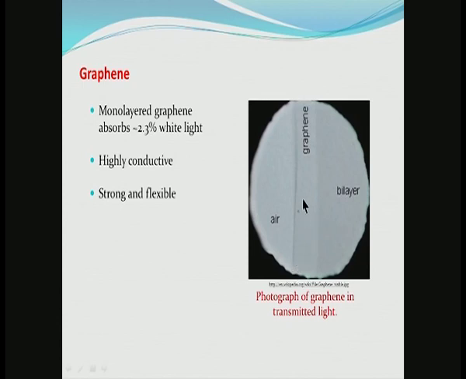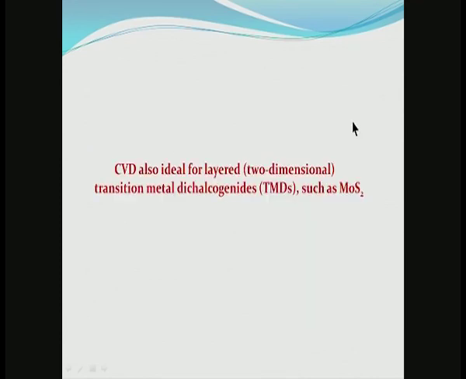Now, what we are looking at is a photograph of a graphene layer produced by CVD in transmitted light. In the middle, you are seeing a monolayer of graphene, and you are able to see that because a graphene monolayer absorbs 2.3% of white light. Next to that is a bilayer of graphene, 2 layers of graphite on top of each other. So, that is a bilayer of graphene. These are produced rather readily now by the CVD process.